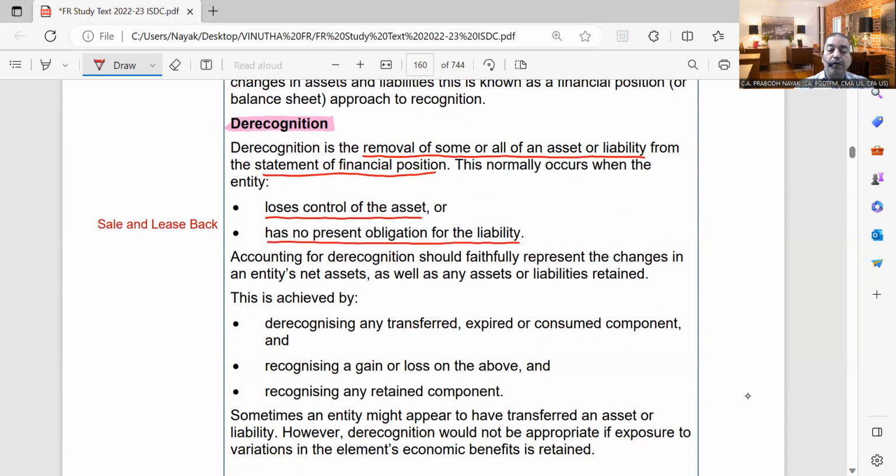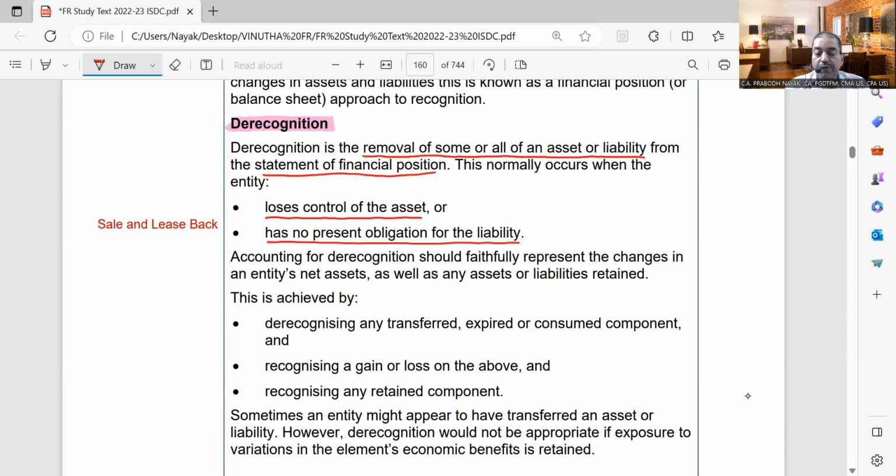This normally occurs when the entity loses control of the asset, not ownership of the asset, but control of the asset, or has no present obligation for the liability. Because we defined the liability as a present obligation arising out of past events. So if there is no present obligation, then it is not a liability. Okay. If there is no control over the asset, it is not our own asset.